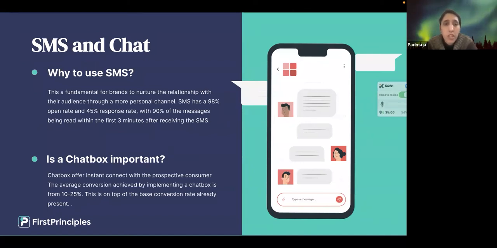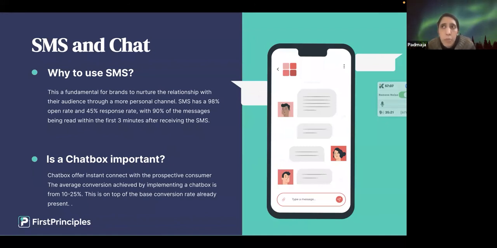Okay, so a lot of people still are unsure about whether we need to do SMS marketing. Do we need to do chat box marketing? I would say these are definitely good to have, especially chat box, because that's an instant connect, right? You enter something in the chat box, say, I have this problem. What does the chat box ask you? Give me your email. You have the email. Bam, you have a lead, right?